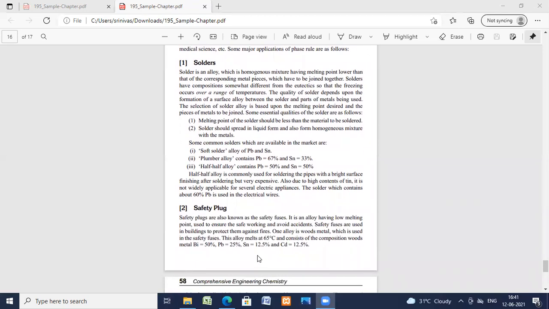Even for the safety plug, we can use it. Safety plugs are also known as safety fuses. It is an alloy having a low melting point, for safe working and avoiding accidents. Safety fuses are used in buildings to protect them against fires. One alloy is Wood's metal. It's used in safety plugs. Bismuth 50%, lead 25%, tin 2.5%, cadmium 12.5%. So these are the alloys used in the safety plug.